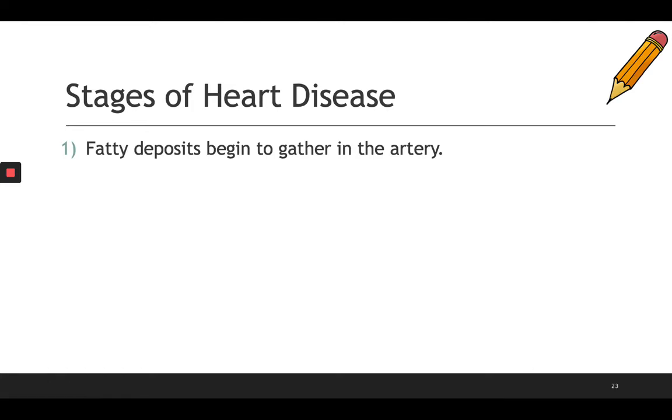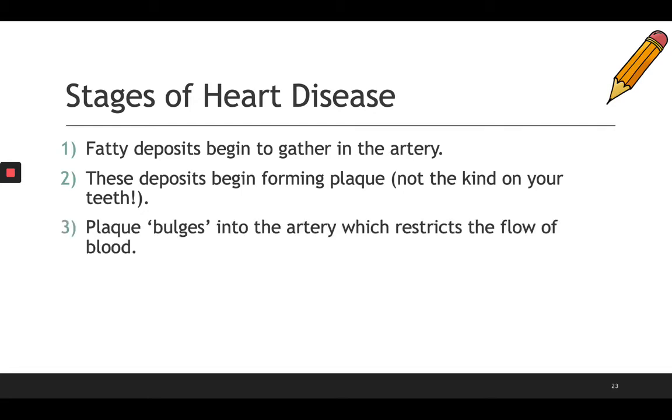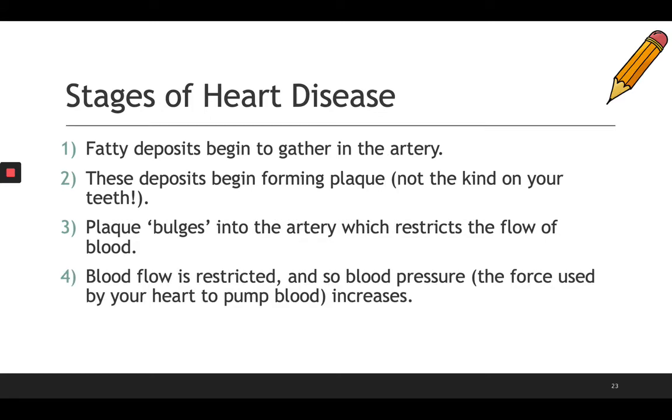So fatty deposits begin to gather in the artery. These deposits begin to form plaque, not the same kind of plaque that you get on your teeth, okay? The plaque bulges into the artery, which restricts the flow of the blood. And when the blood flow is restricted, the blood pressure increases. So your heart starts working a little bit harder. It says, why is the blood not getting through here? I need to work a little bit harder to try and get that blood through that blocked artery.